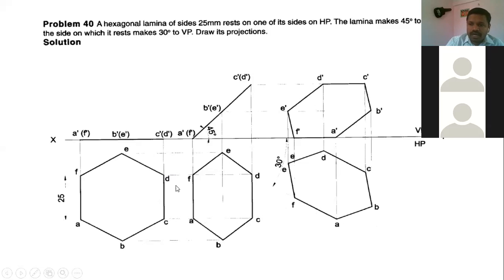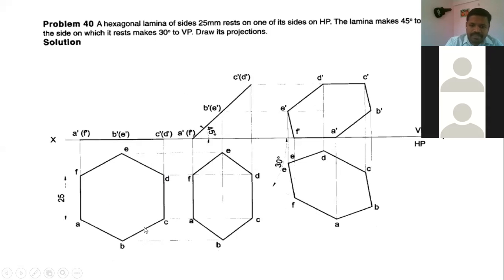In the top view, we always mark the notation as A, B, C, D, E, F. Correct. Now, in the previous problem, I said it is A1, B1. So, okay, fine, you can take it also, but please follow one notation. In the top view, you mark it as A, B, C, D. In the front view, you mark it with a dash. That's all. No 1, 2, 3 required. From now onwards, you follow one notation.